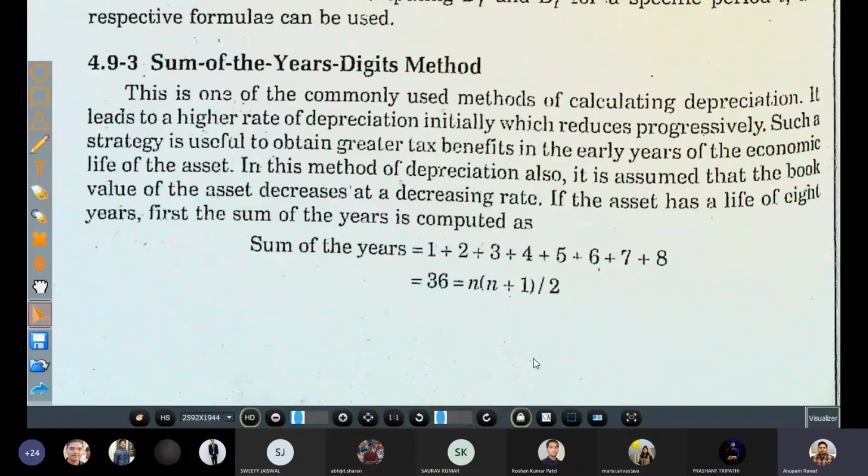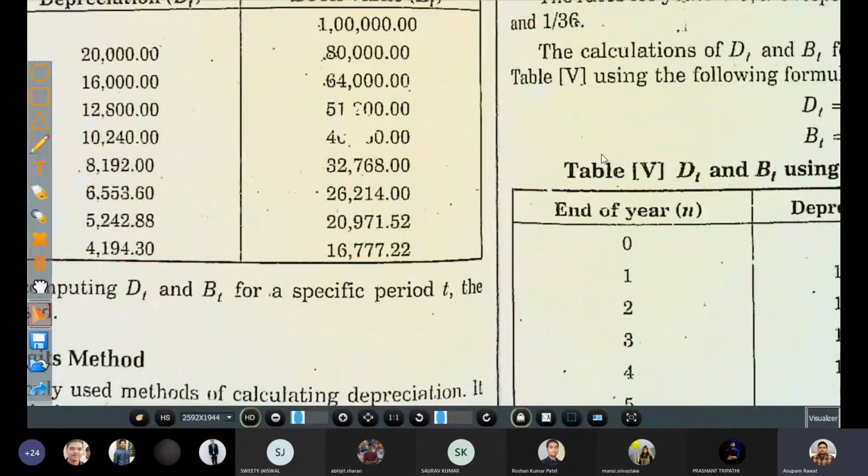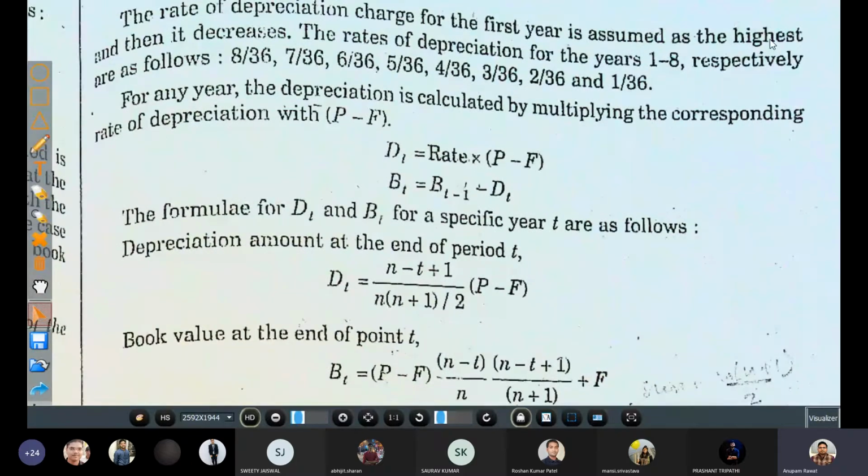If the asset has a life of 8 years, first the sum of the years is computed. Basically, a series of numbers is added. The formula used is n into n plus 1 by 2. So for 1 to 8 years, that becomes 36. This is the sum of the years digit. Now, the rate of depreciation charged for the first year is assumed to be the highest, and then it decreases, because in all products the depreciation in the value of the asset is highest at the start.